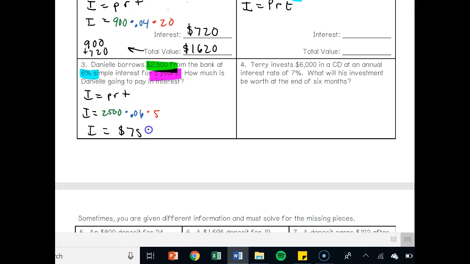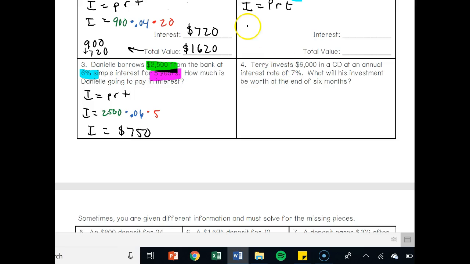So not only is Danielle going to have to pay back the bank $2,500, she's also going to have to pay them an additional $750. Why? Because of the convenience of borrowing all that money right now, right? The bank says, hey, you need money? I got it. Here you go. You're going to pay me back that money, but because I was able to give it to you right away, you go ahead and pay me back interest.